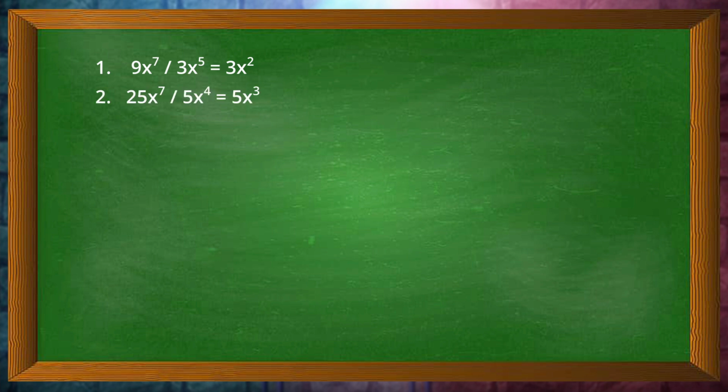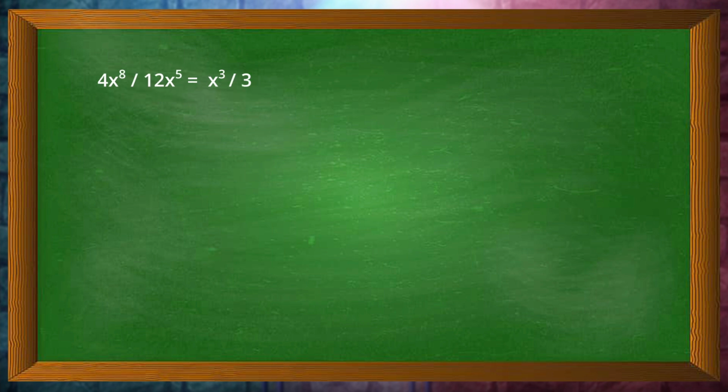In the next example, divide the numbers first. They form an improper fraction. 25 divided by 5 is 5. Now divide the variables by subtracting the indices of x. 7 minus 4 is 3. The answer is 5 multiplied by x cubed, or just 5x cubed.